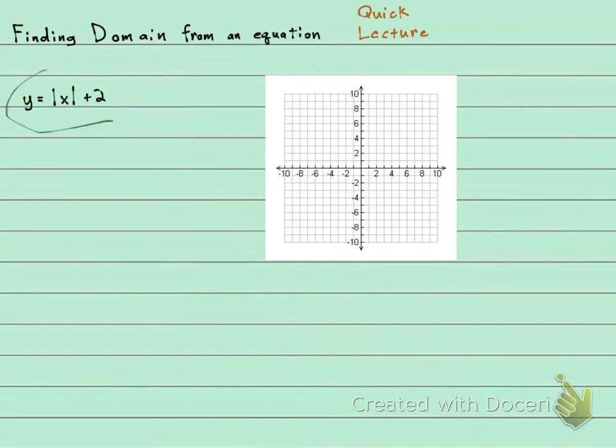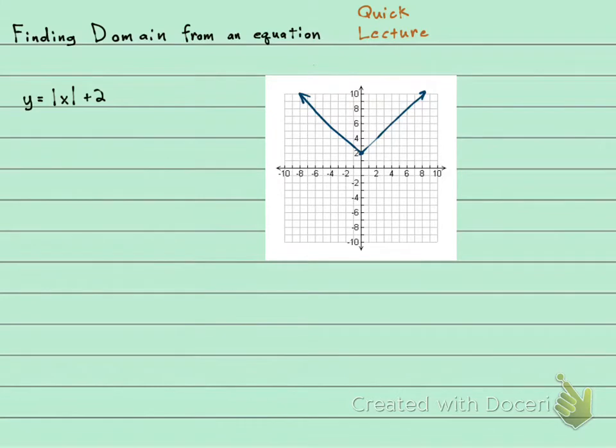So if we're going to graph this over here, absolute value of x plus 2, the absolute value of x makes the V. The plus 2 is a shift in the vertical direction, so it's shifting it up. If you've learned your transformations, you will see that this is what the graph of absolute value of x plus 2 will look like.